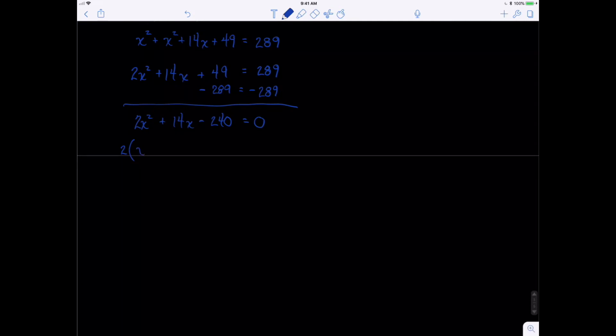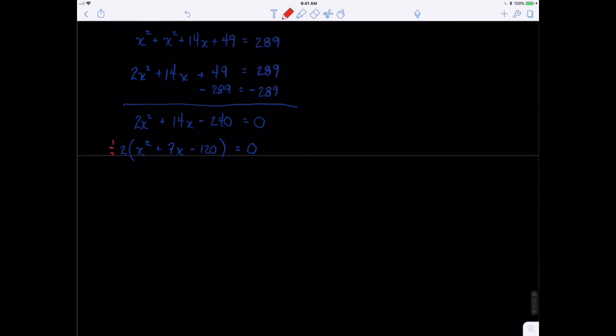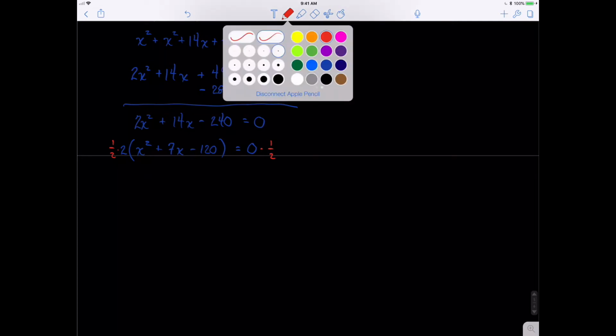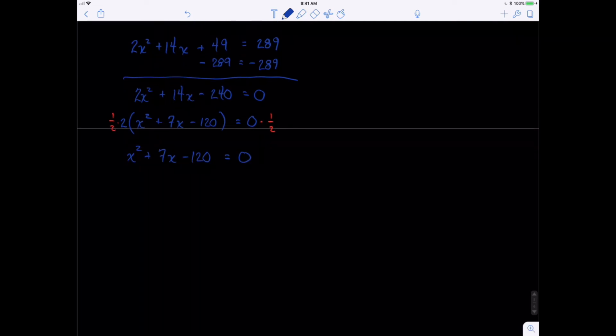So if I think of this as x squared plus 7x minus 120 has to equal 0. And then, just to make things even cleaner, notice I could multiply both sides of this equation by 1/2. And the result is that 2 that I factored doesn't affect the problem at all. It just cancels. Now I have x squared plus 7x minus 120 equals, and then 0 times 1/2, that's 0. And now let's factor this.